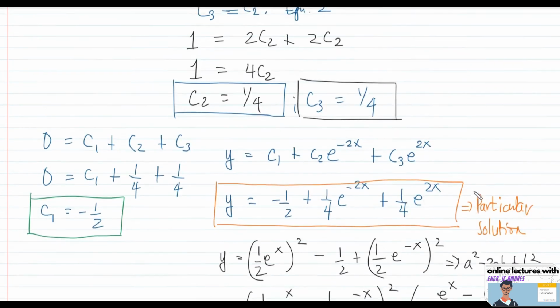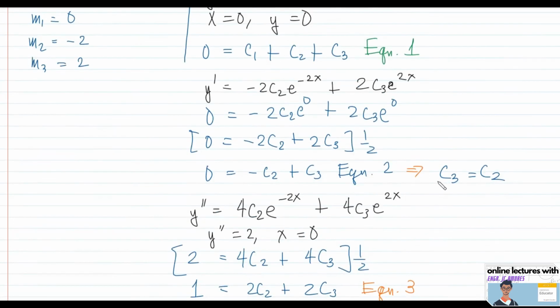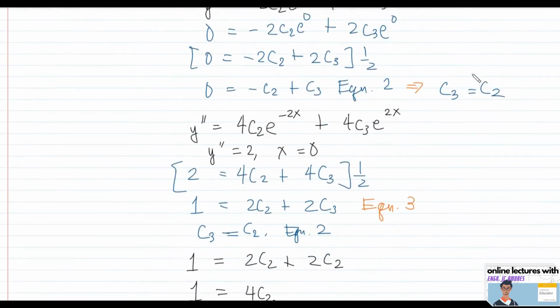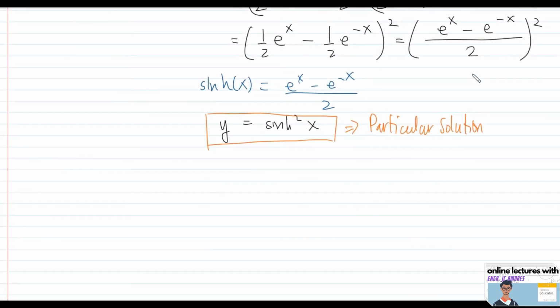Now, our problem, as I mentioned in the first part, has another unknown. Find y when x is equal to 1. So that would be very simple. What is y when x is equal to 1? So the answer is y is equal to the hyperbolic sine of x squared, and we simply substitute x equal to 1. So we simply have to solve for that.